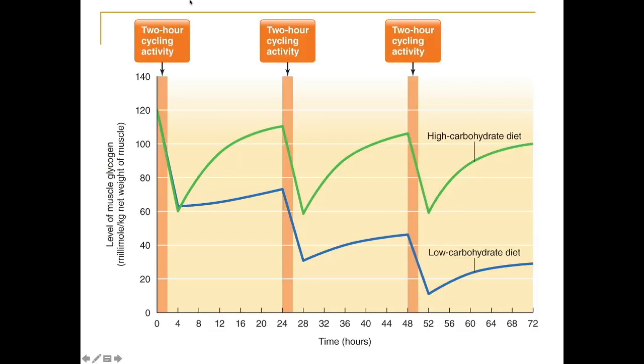Here is a graphic that demonstrates why this is important. This is a 3-day cycle of training and resting. So person A in the green line, they're a bicycler, so they do a 2-hour cycling activity at hour 0, and it takes 2 hours.